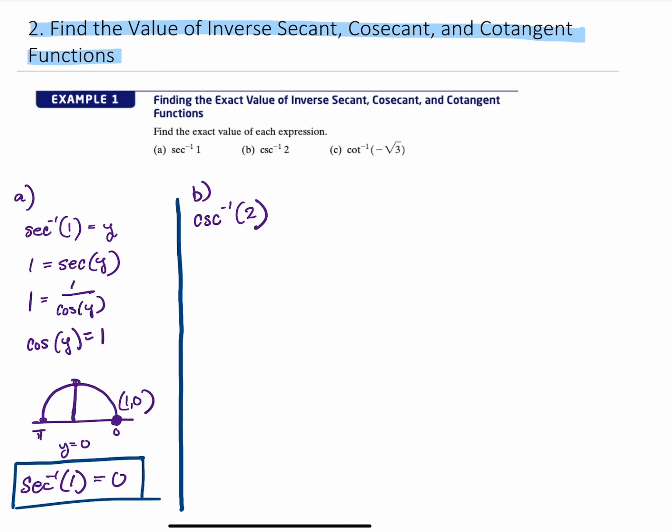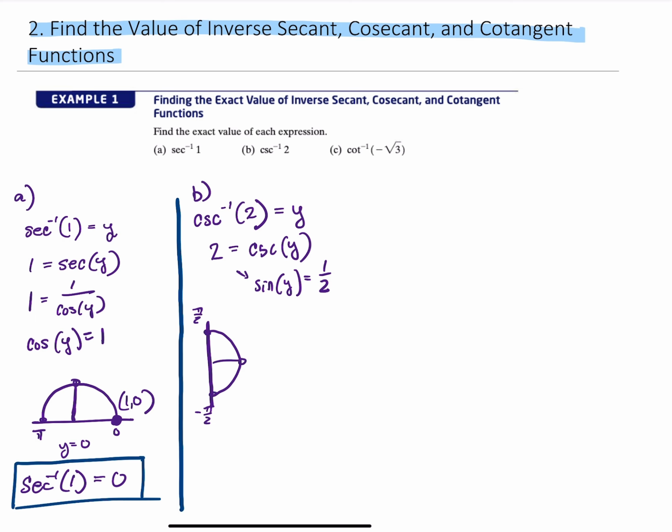So let's do a similar maneuver here. This is equal to some angle. We can take the cosecant of both sides. So 2 equals the cosecant of some angle. Well, that will happen where the sine is equal to 1/2, because they are reciprocals of each other. So I'll think about the restricted range of the inverse cosecant, which was from negative pi over 2 to positive pi over 2, not including 0.